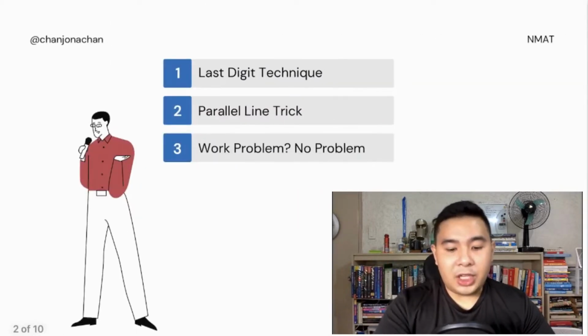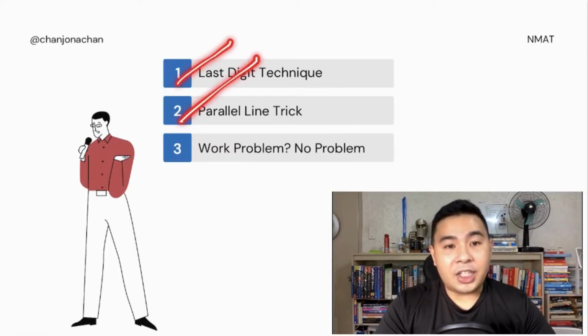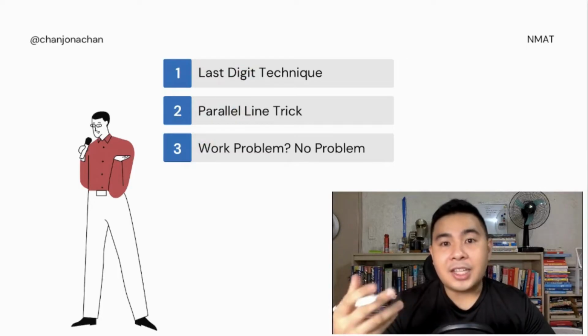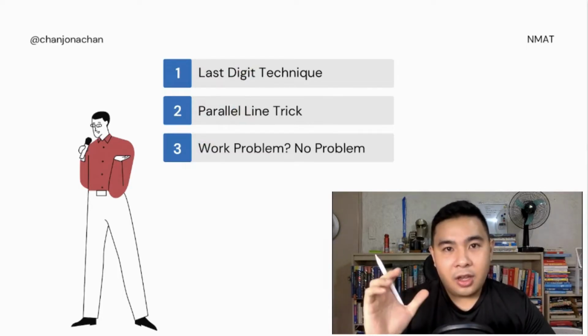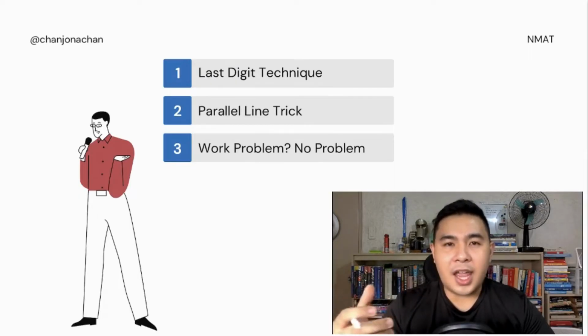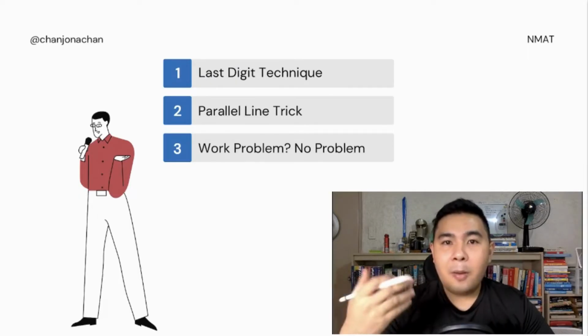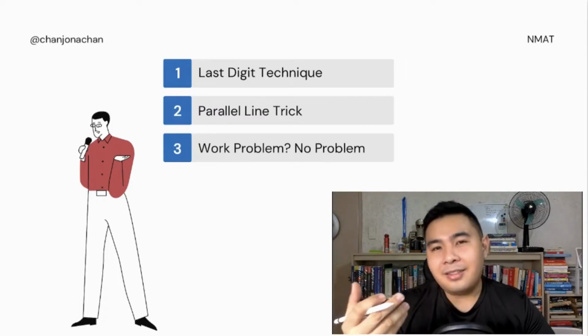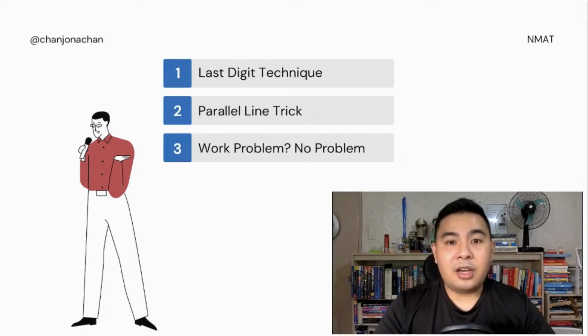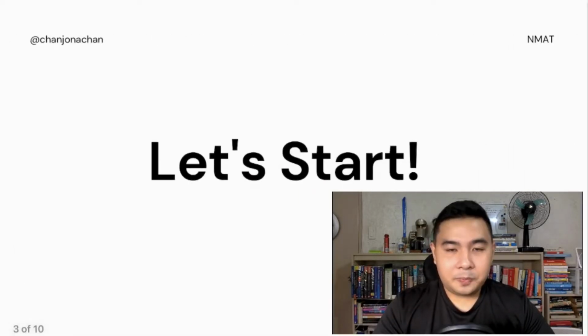So in this video, I'm going to be talking about the last digit technique, the parallel line trick, and a technique for a particular word problem, a work problem. I'm going to show you how you can answer these kinds of questions fast, so you can save time on these questions and use them to answer more difficult questions that aren't exactly hackable like these other questions. So without further ado, let's get into it.